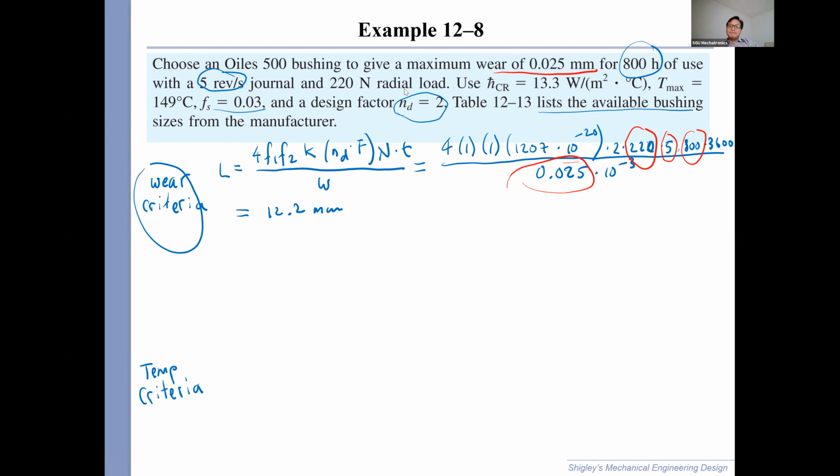Any other opinion? Why does it have to be greater? What's the explanation? I think it can clearly be seen from the equation. If you put a higher L, assuming the N and everything else is the same, the maximum wear will be less than 0.025. Okay.